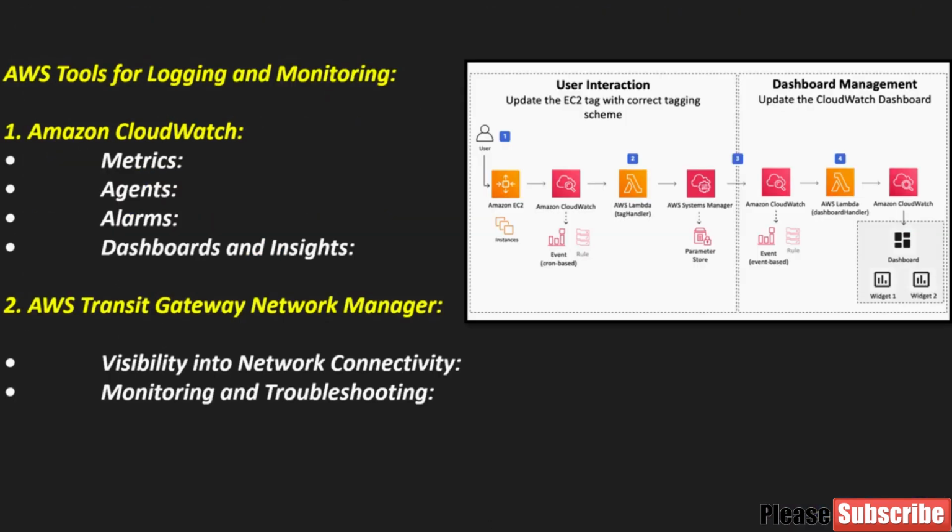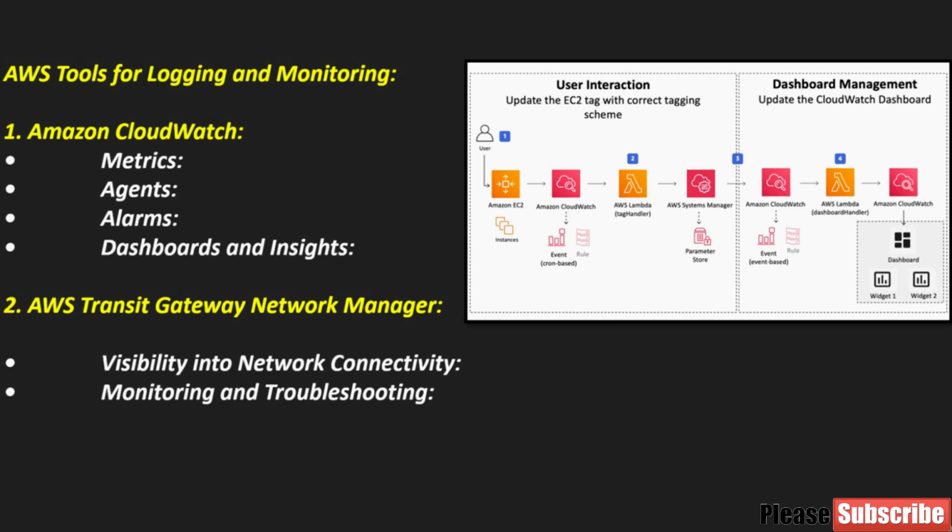So what are the AWS tools for logging and monitoring we have to discuss now? Starting with Amazon CloudWatch: for metrics, CloudWatch provides a wide array of metrics for various AWS resources, helping understand the performance of your applications and infrastructure. The CloudWatch agents collect logs and metrics from EC2 instances and on-premises servers, ensuring comprehensive monitoring. And what about the alarms? Set up alarms to receive notifications when certain thresholds are breached, allowing for proactive issue resolution. Dashboards and insights: create custom dashboards to visualize data and gain actionable insights into your system's health and performance.